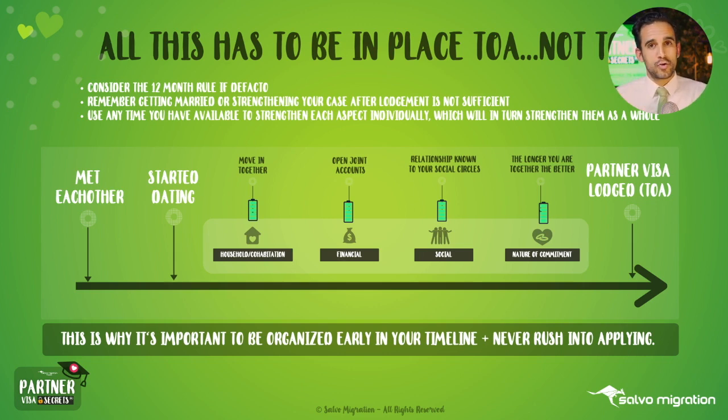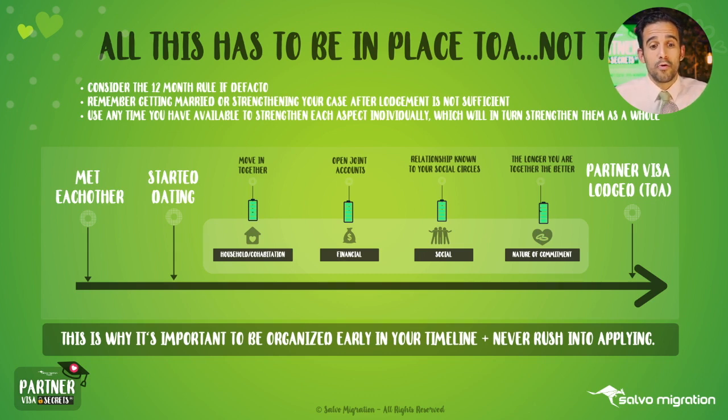Couples applying for onshore 820/801s, offshore 309/100s, and you're trying to prove de facto or spouse relationship, you're assessed at the time of application. So it doesn't matter if you apply today and it takes 12 months. Yes, they want to see you're still in a de facto relationship then, but they're going to want to see you in a de facto or spouse relationship when you apply. So remember to consider the 12-month rule if you're in a de facto relationship.